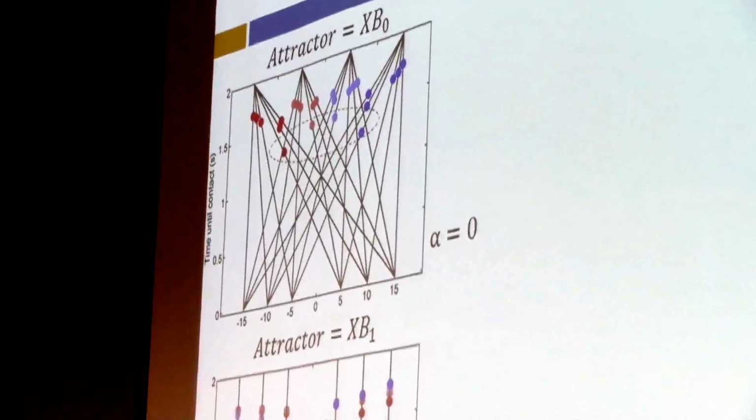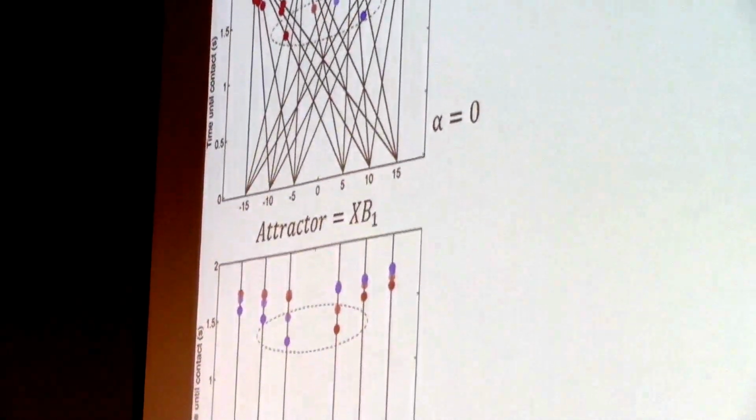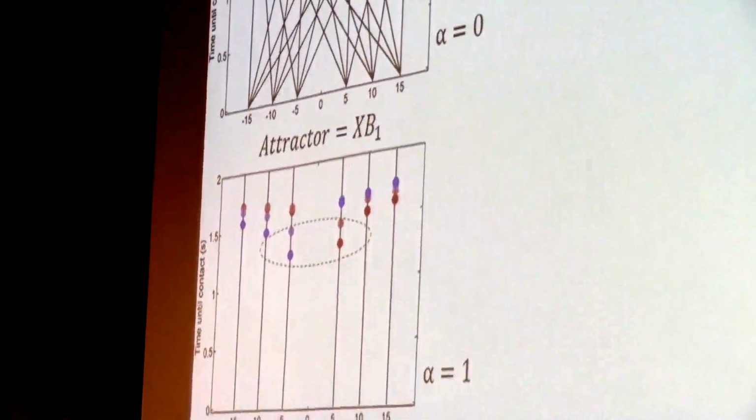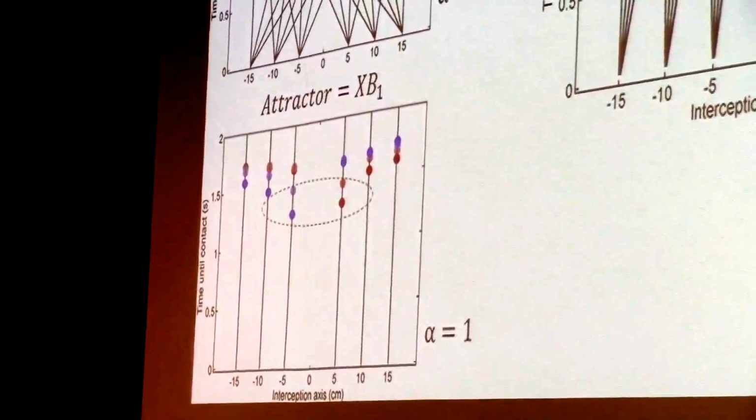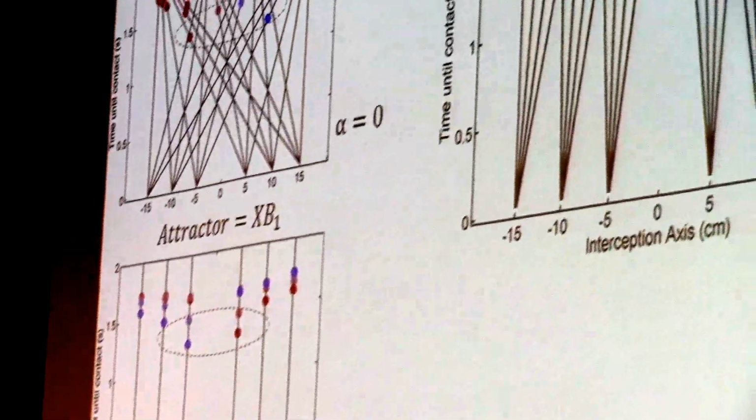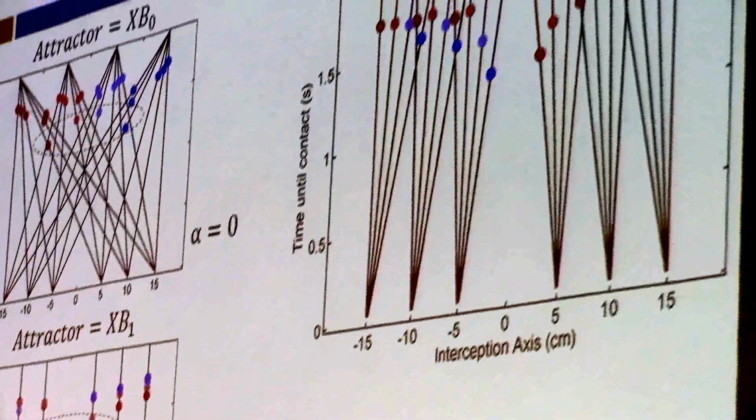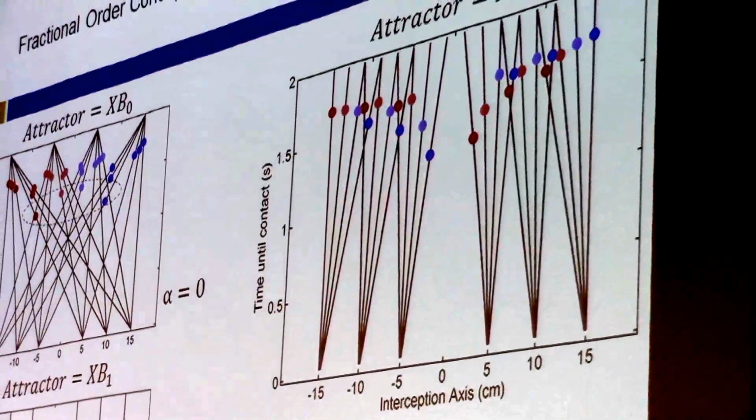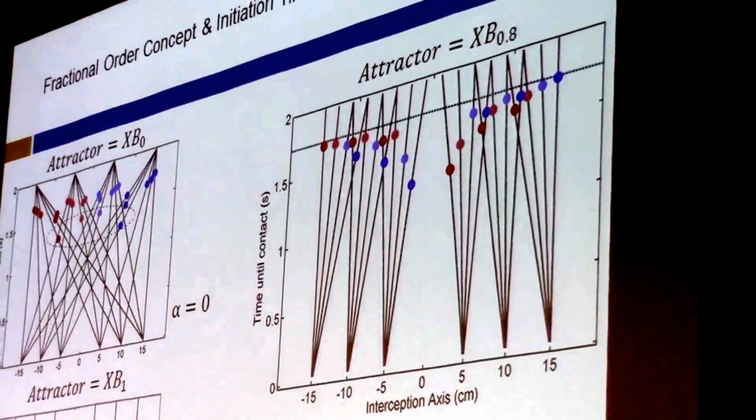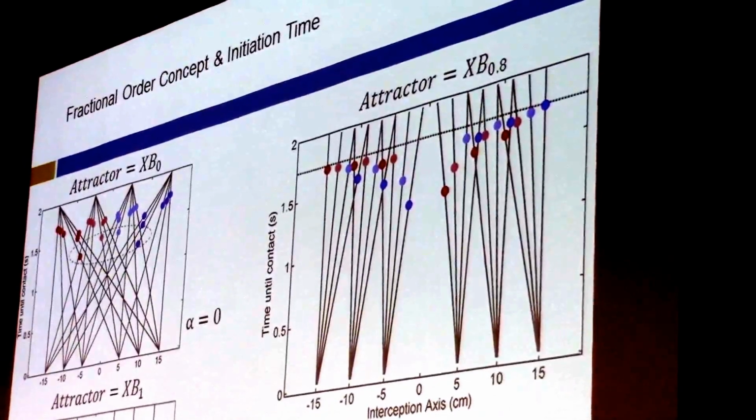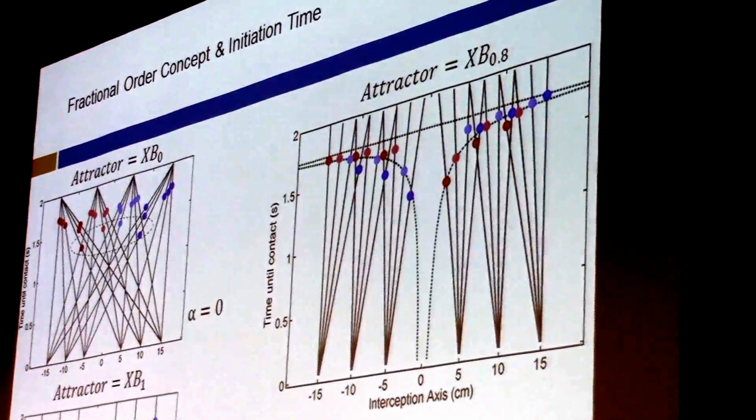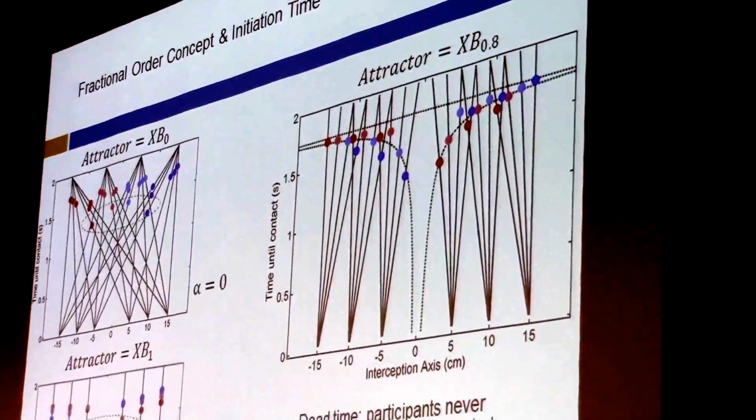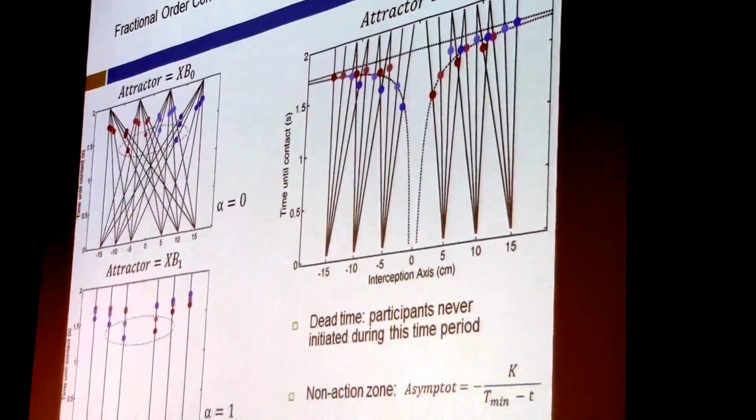If you plot the value of xb1 at that initial time, there is no pattern. But if you do the same with the attractor over time, with alpha equal to 0.8, you can see that, as for the other, there is a dead time when participants never initiated during this time period. But you can also maybe distinguish a non-action zone.